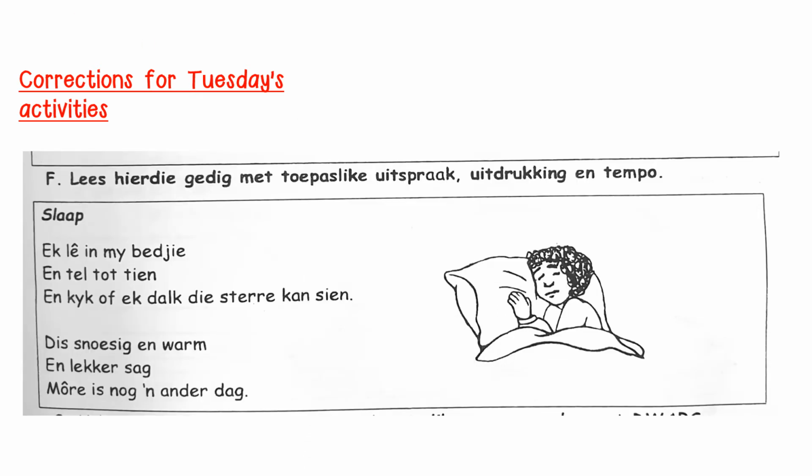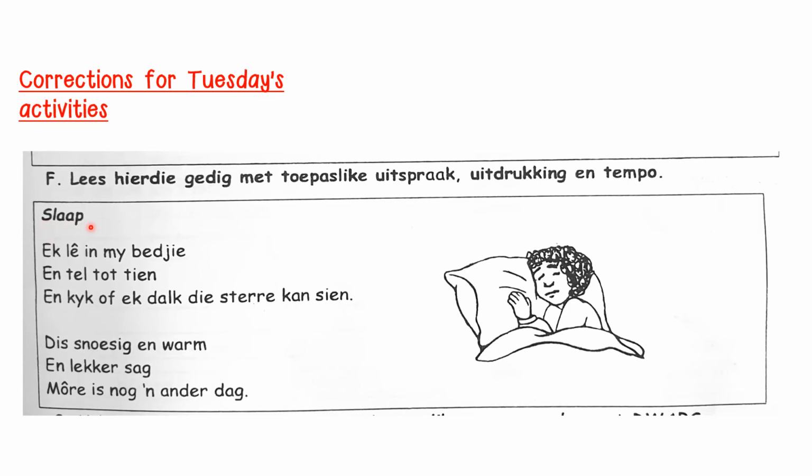So for F, you simply had to read the poem with expressions. It says, lees hierdie gedig met toepaslike uitspraak, uitdrukking en tempo. Read this poem with appropriate pronunciation, expression, and tempo. Tempo means speed. Let's begin reading this poem together.